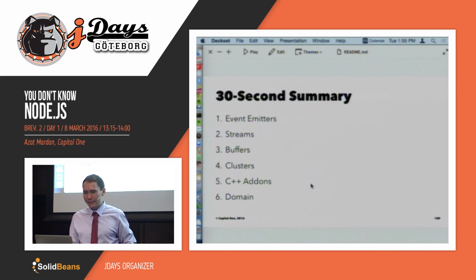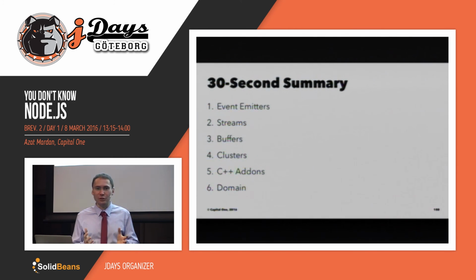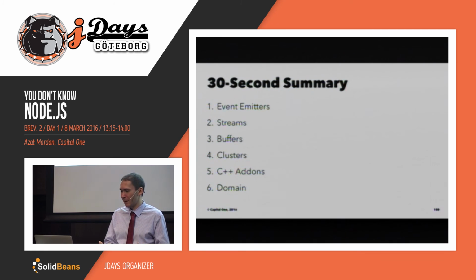Okay, so 30-second summary. Event emitters, they're the observer pattern, right? It's a little bit better than callbacks. And streams, for large data, more performant than just waiting for the entire resource to load. Buffer, it's a special data type. And then clusters, that's how we scale vertically.